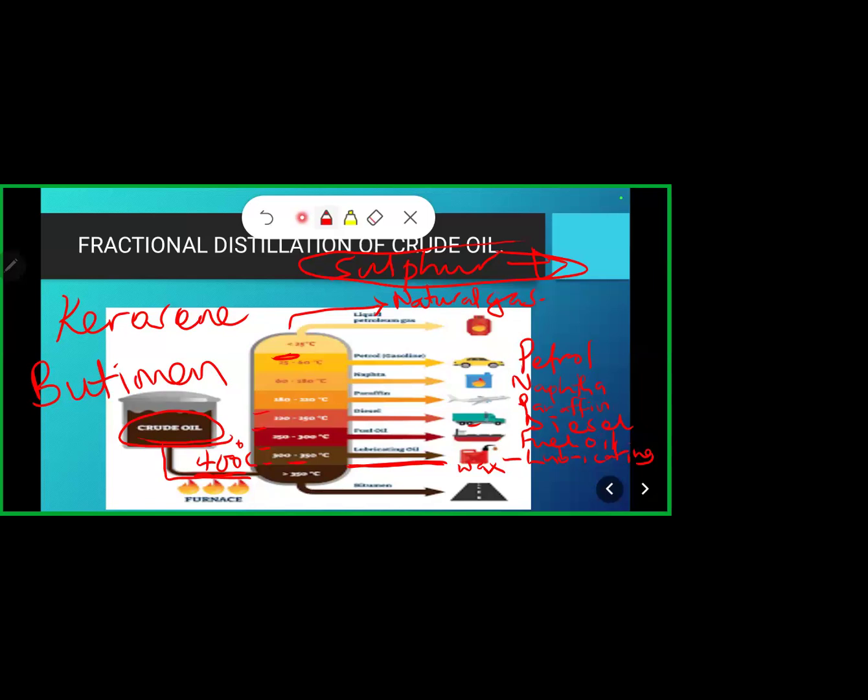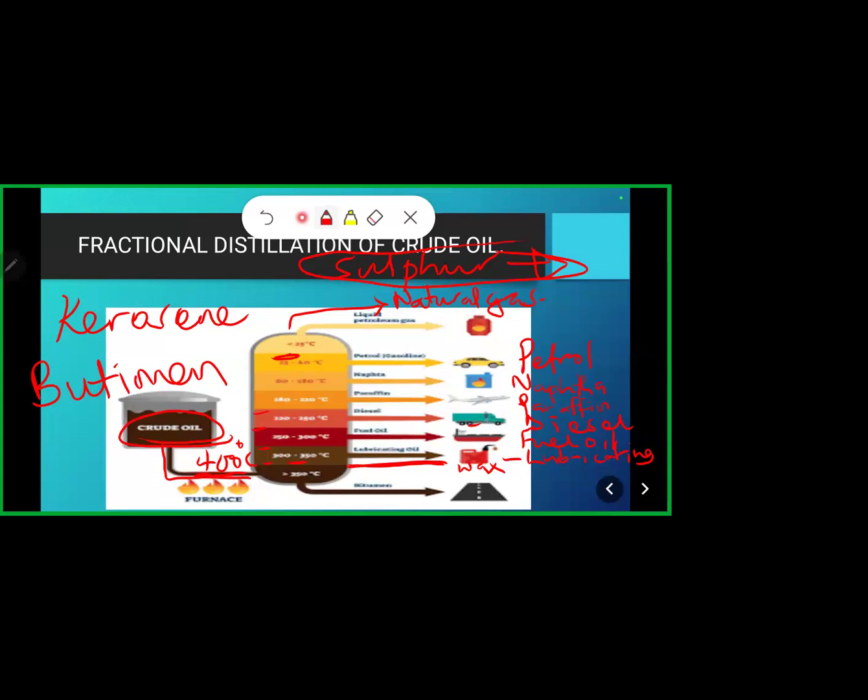And like we said, natural gas has the lowest boiling point, and that's why it's collected off first. Unlike bitumen and wax, which are heavy and have a higher boiling point. So you can see its boiling point is above 350 degrees Celsius. So that means at that point, it has a higher boiling point. Therefore, it will be collected off last.